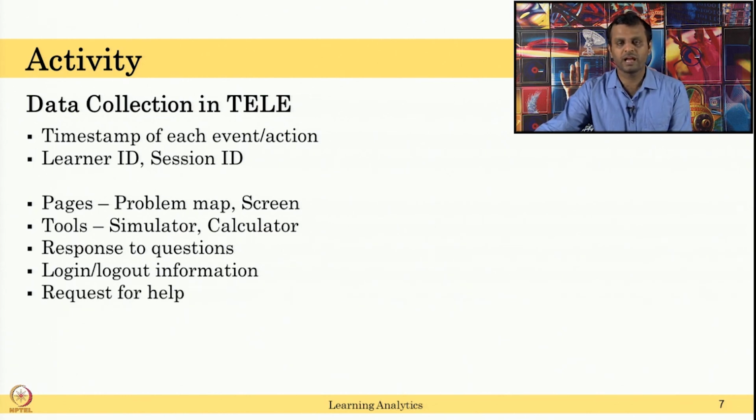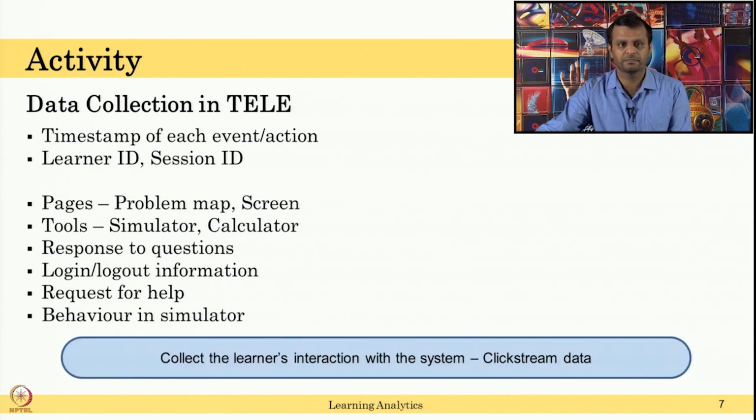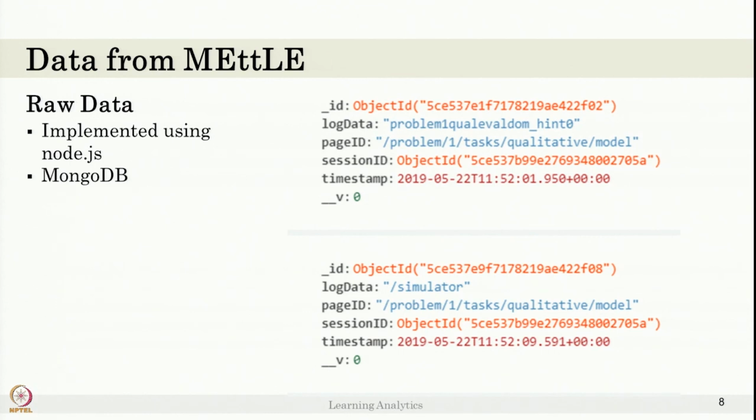Also, if the student requested guidance or help, that can be noted down, or the student's interaction behavior in the simulator, whether they are increasing the value of the velocity or increasing the value of some other variables, you can store them. In short, you have to collect the learner's interaction with the system. You can collect all the learner's interaction, or we can say clickstream data, like we discussed in the MOOC, clickstream or trace data. So, we can store the data in a database. Here we use MongoDB, a NoSQL database. Here are a couple of examples of data we stored from METAL interactions.